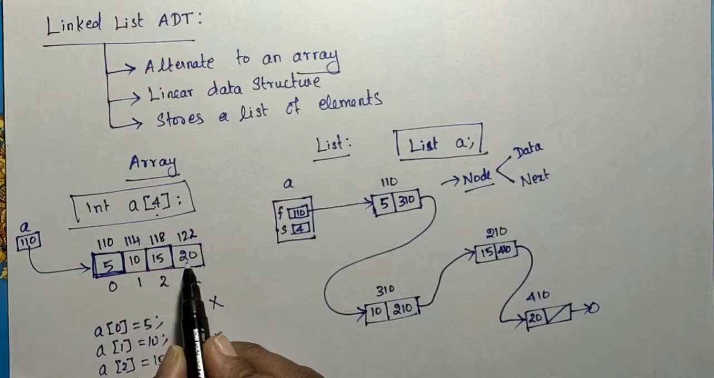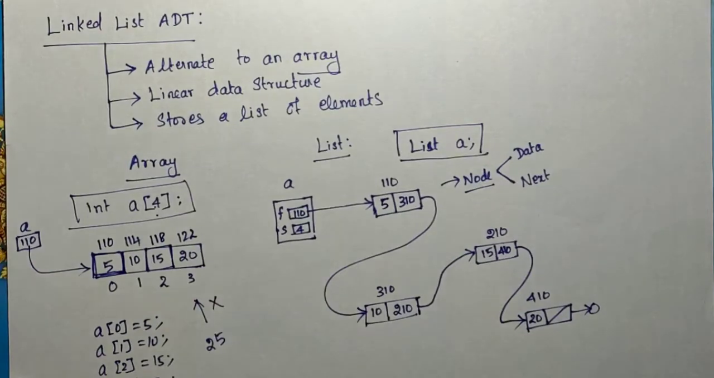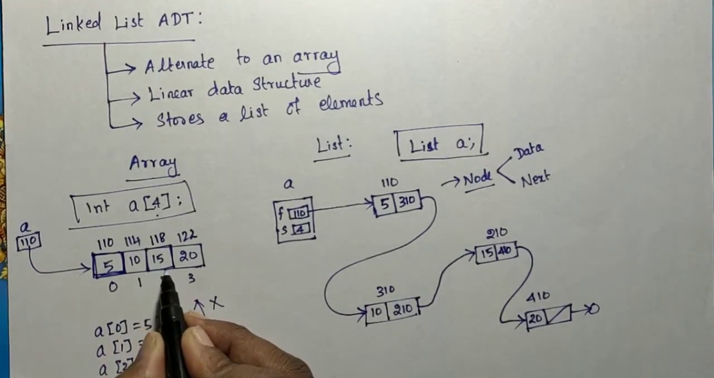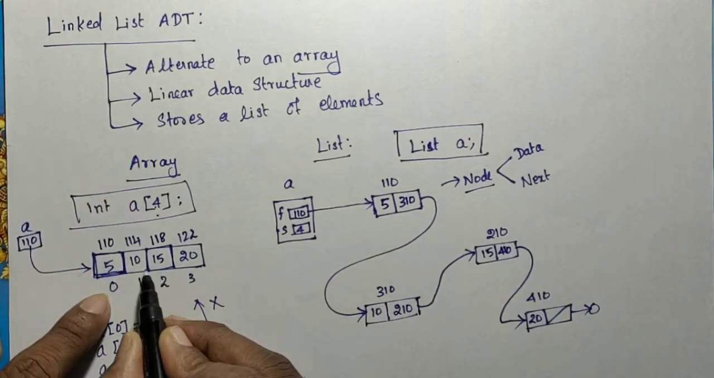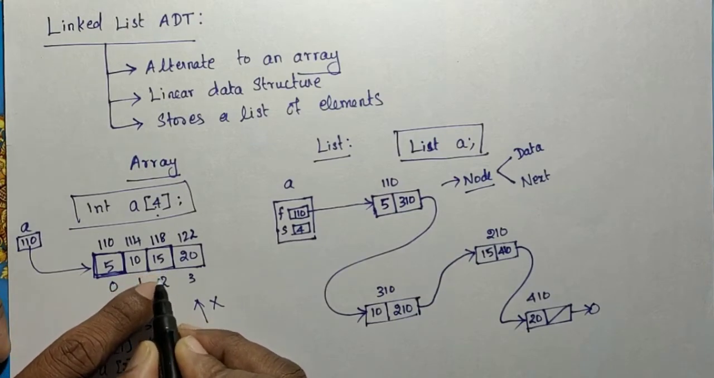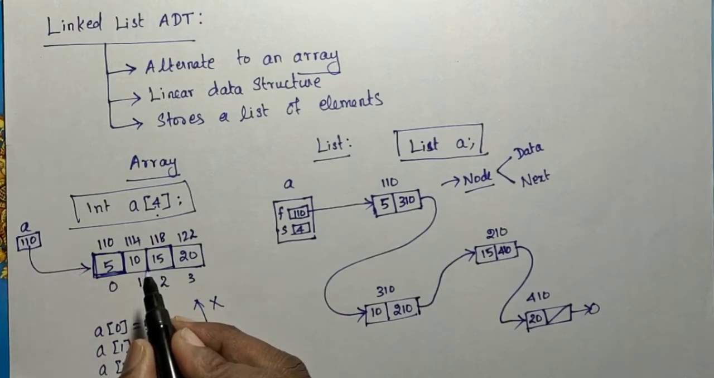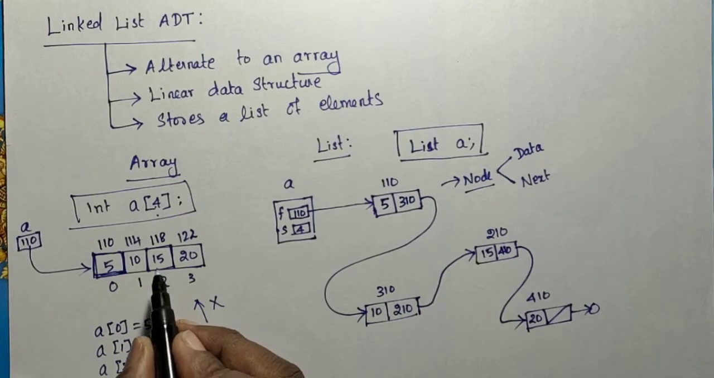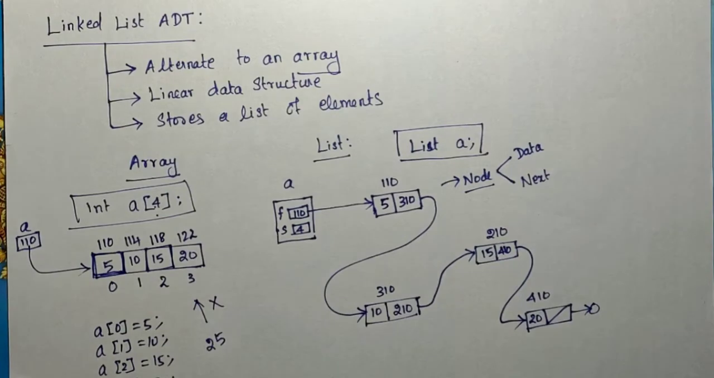Okay, we can delete it by shifting the elements. But the thing is, even if that 15 is deleted, the memory allotted for that 15 cannot be released in that array. Okay, the size will be only the 4. Even though the array contains only the 3 elements after deleting the 15, the memory allotted for that 15 is not able to be released or deleted. It means that the 20 is shifted, so these empty locations will still be there. So dynamically you cannot delete the memory for an element.